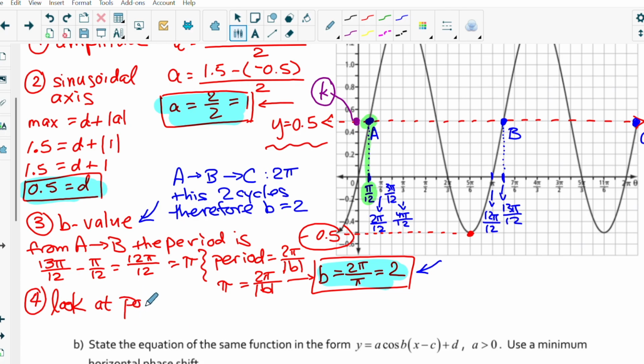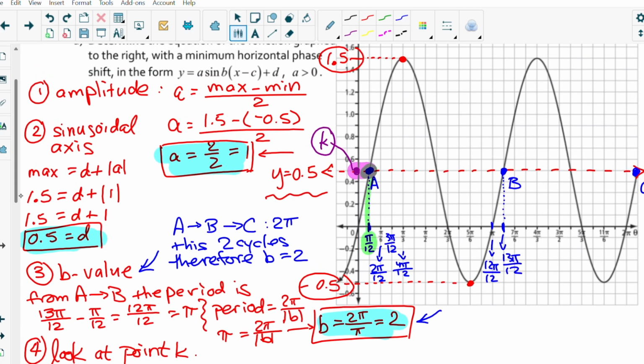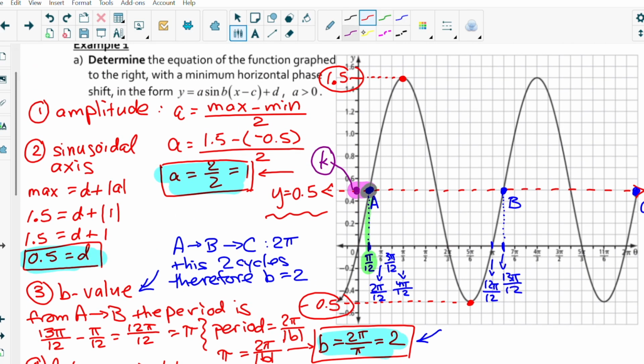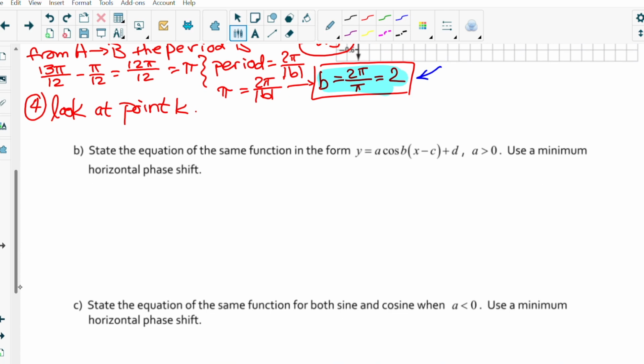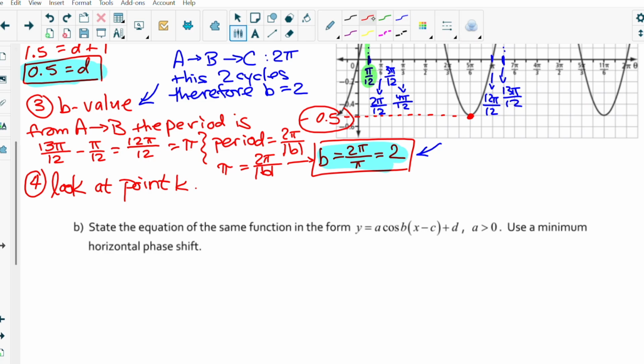So look at point K. From K to A, so this jump right here. Let me highlight it here. From K to A, this small little jump right here. Let's look at point K to A. What do we see?